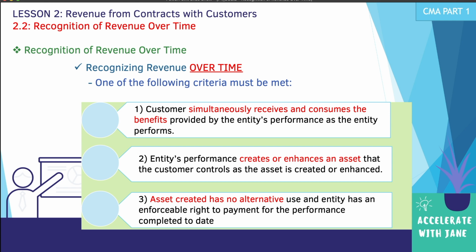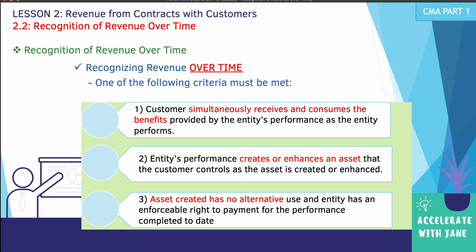Second, the entity's performance creates or enhances an asset that the customer controls as the asset is created or enhanced. What do we mean by this? One example is a construction company. When a construction company performs its obligation, more often than not, the revenue is recognized based on the percentage of completion. In this case, the construction company performs its obligation to create, for example, a building, or enhancement of, say, a fit-out project. So revenue is recognized based on the completed progress of the construction work. This is an example for the second point.